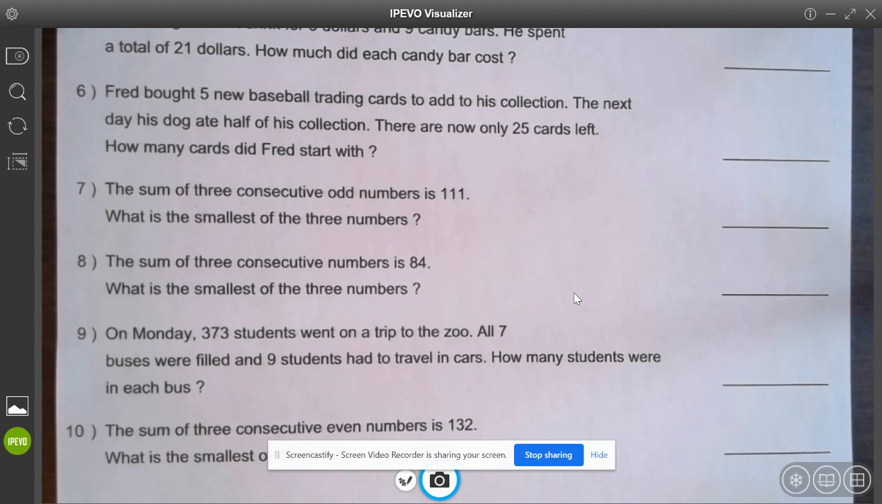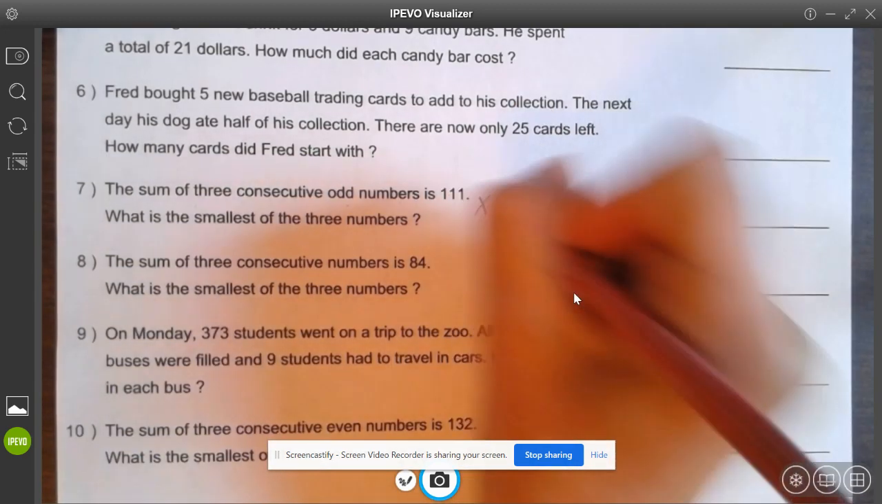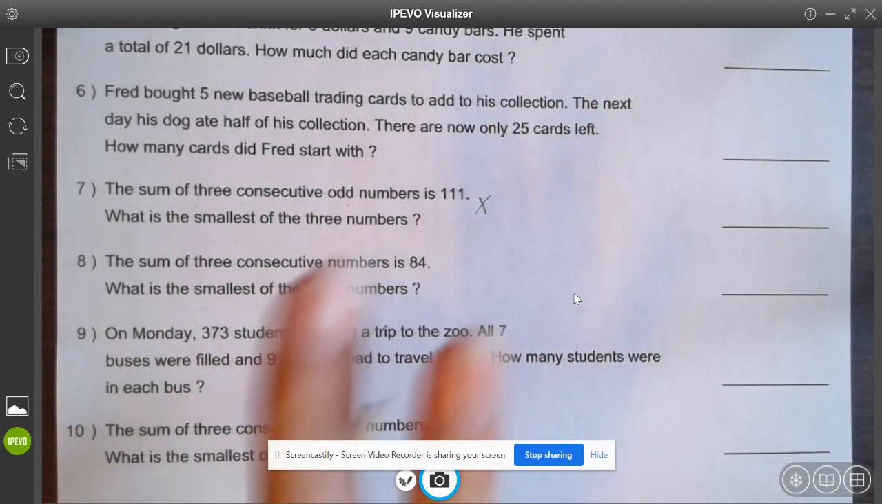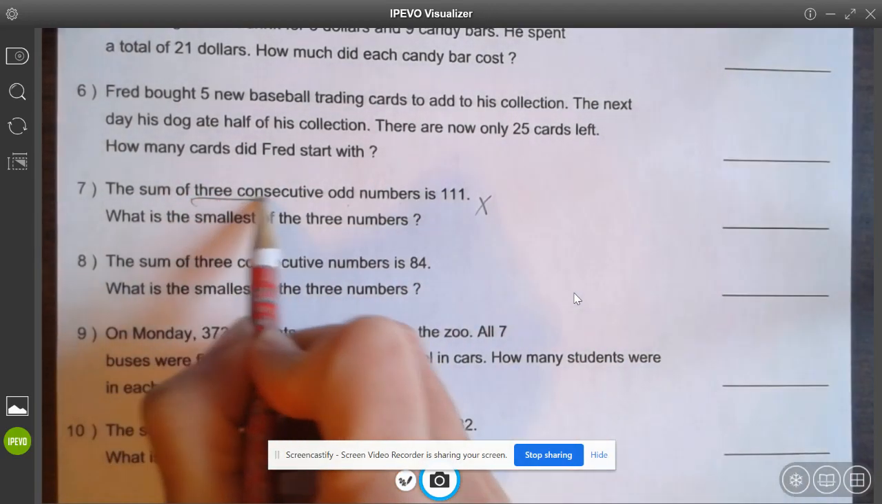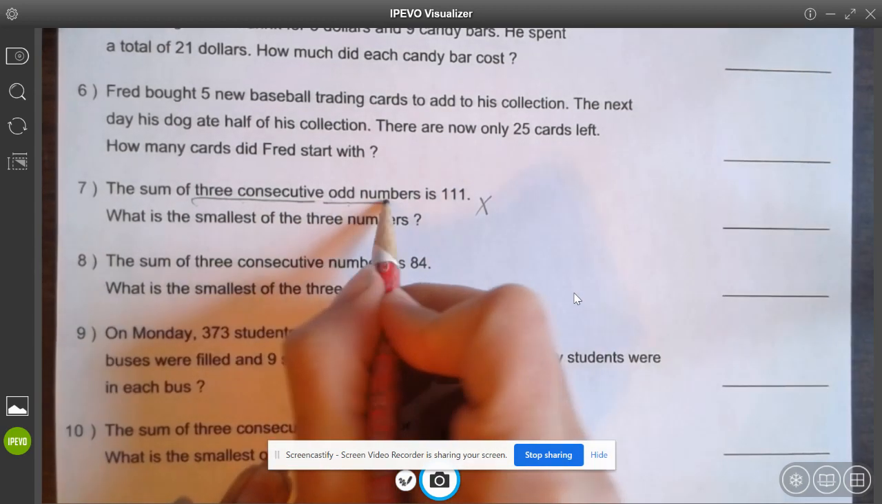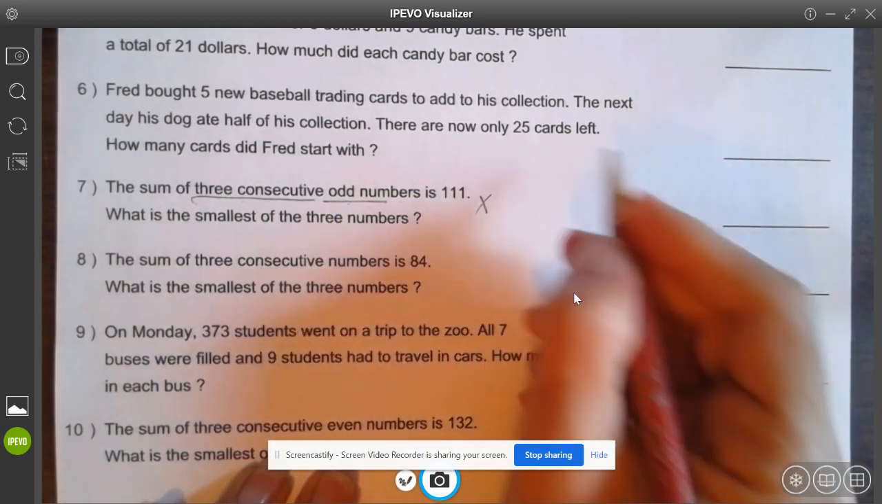So what is the smallest of the 3 numbers? The first thing that we've got to do is think about how we know which. If you count odd numbers, you count by 2, right? So 1, 3, 5, 7. They increase by 2, right? So we can start by saying x is the first one, but there are three of them, 3 consecutive odd numbers. So they increase by 2, if you see.